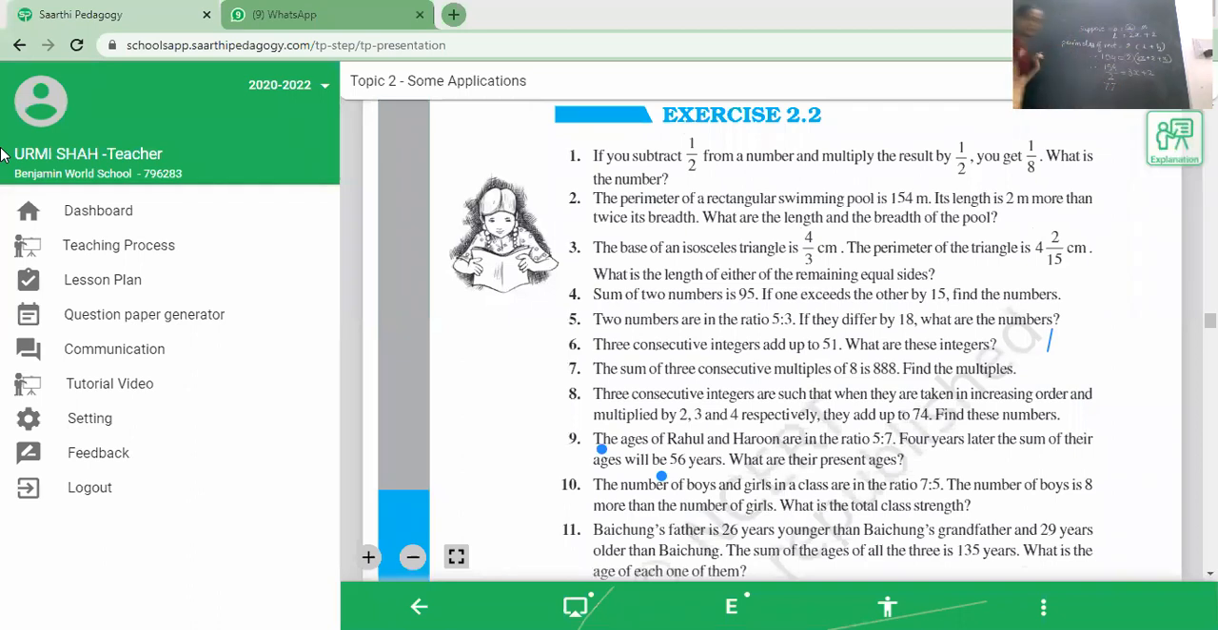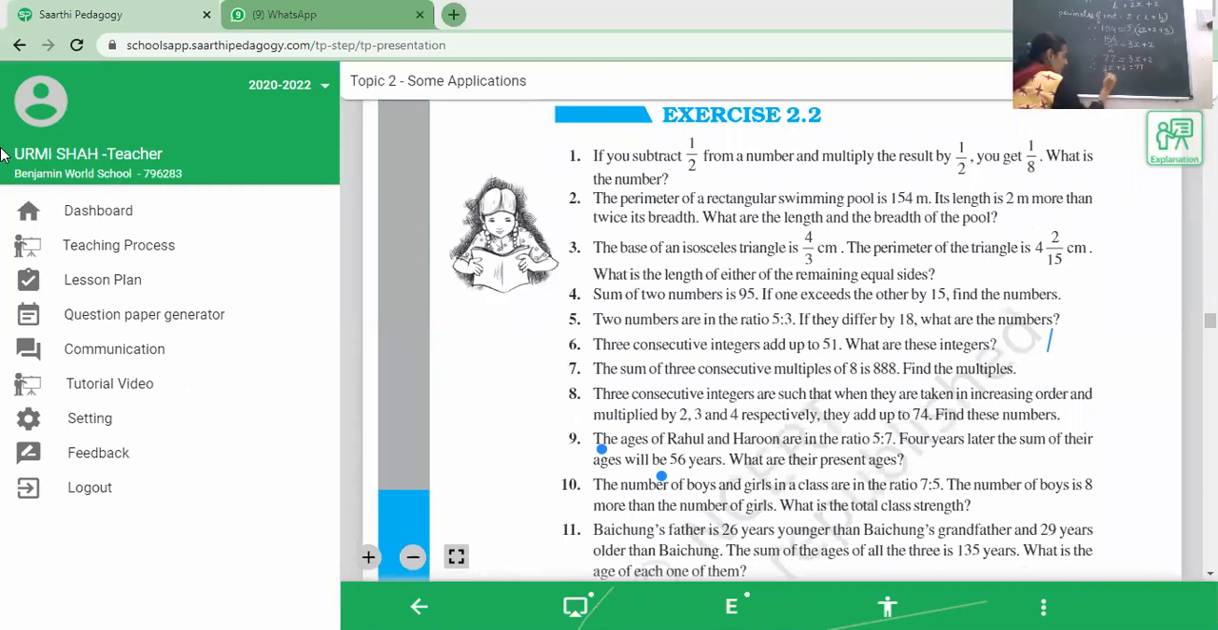77 is equal to 3x plus 2. Now change the side. Side change कर लीजिए आप. तो क्या हो जाएगा? 3x is equal to plus 77 minus 2.